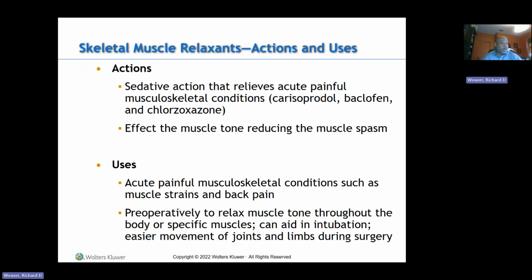It also helps for easier movement of joints and limbs during surgery, especially if you have to manipulate the limbs. If it relaxes the limbs, then it's much easier to perform the surgeries that require such manipulation or movement.